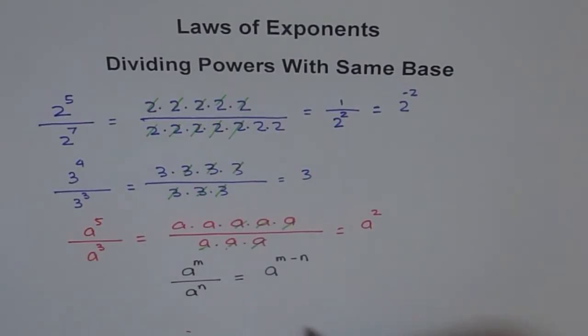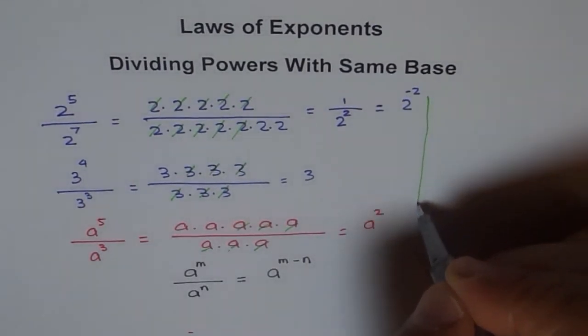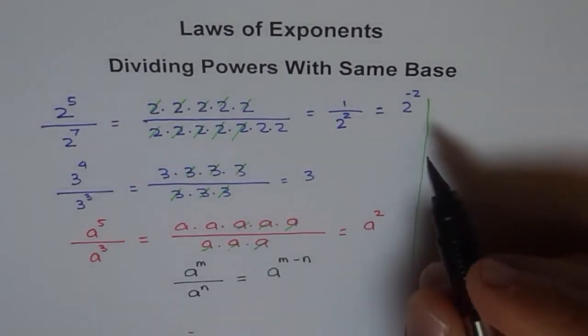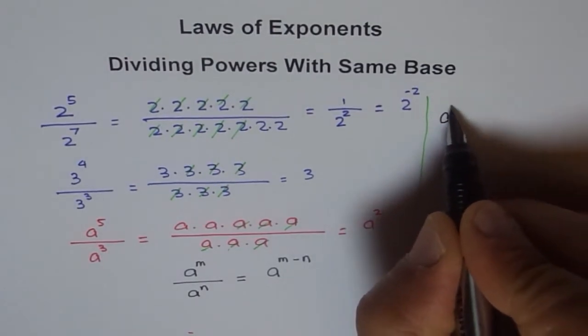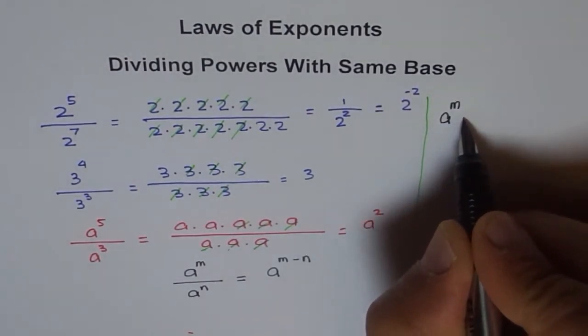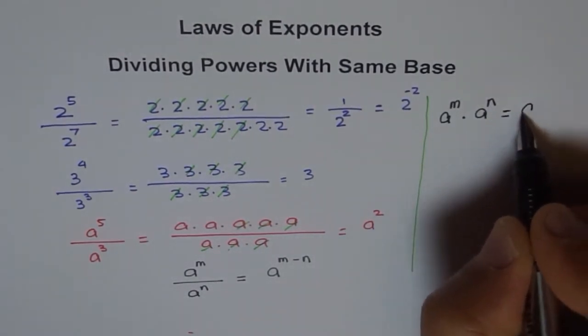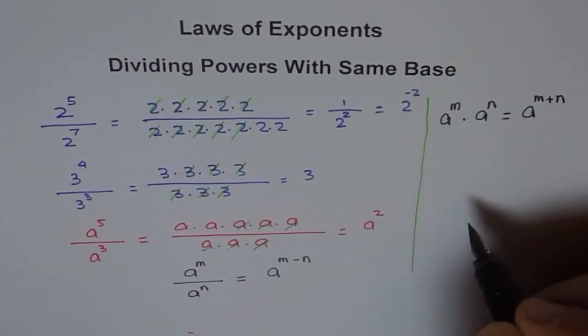We can also derive this from a different approach. And that is, I hope you remember, when we did multiplication of powers, right? Then we had a law there, and we derived this law from there. If you multiply powers with same base, then what happens? If you recall, if I do a to the power of m times a to the power of n, what do I get? I get a to the power of m plus n, right? They add up when we multiply.